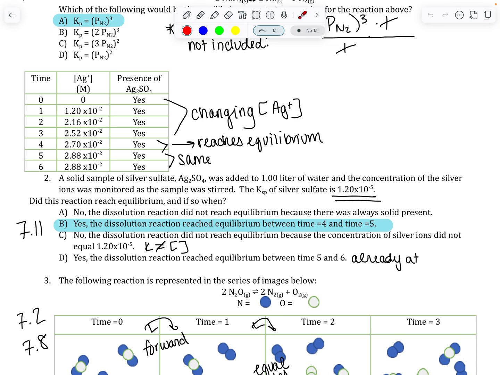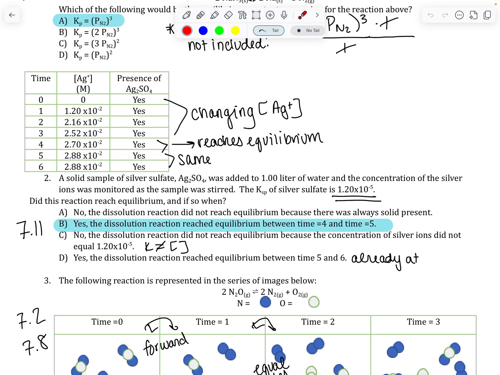So remember, when you reach equilibrium, your concentration should have stopped changing. So, of course, we've got the presence of the silver sulfate all the way through it, but if you look, we are changing our concentration of silver, but then between here and here, it reaches equilibrium because then you notice it stays the same. So somewhere between time 4 and time 5, which is B.